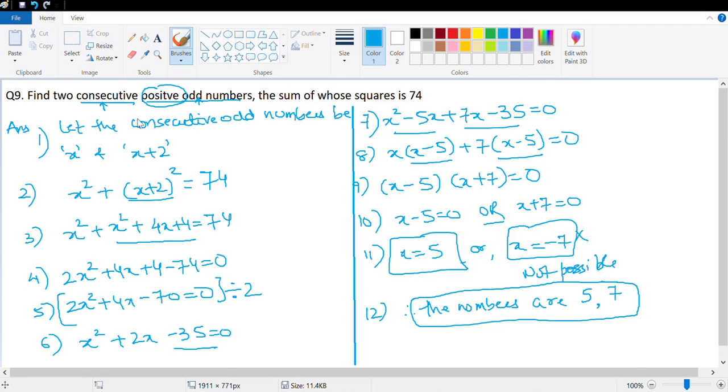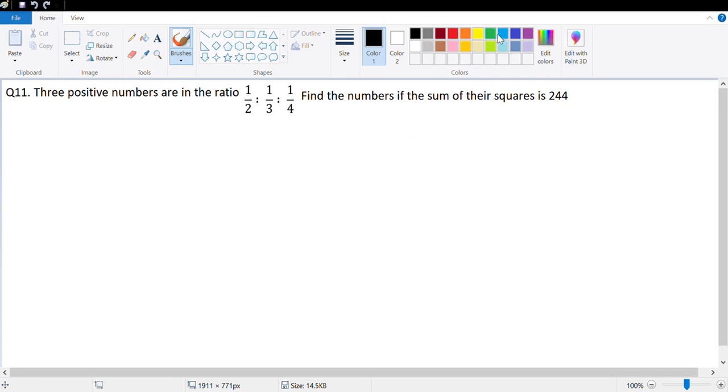The next question that we do is question number 11. It says 3 positive numbers are in the ratio 1 upon 2 is to 1 upon 3 is to 1 upon 4. Find the numbers if the sum of their squares is 244. So either you can work with ratios in fraction or you can convert the ratio in whole numbers. I always prefer to work with whole numbers.